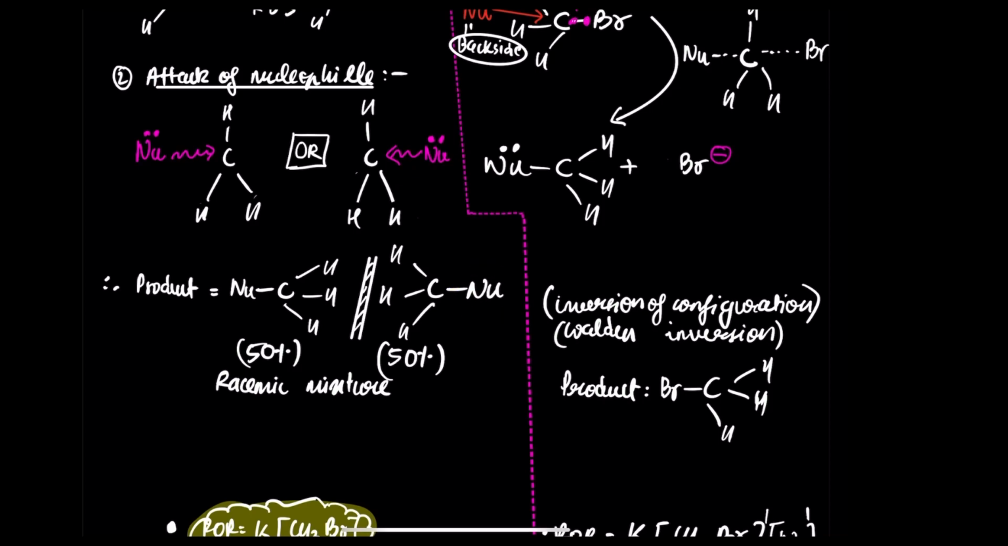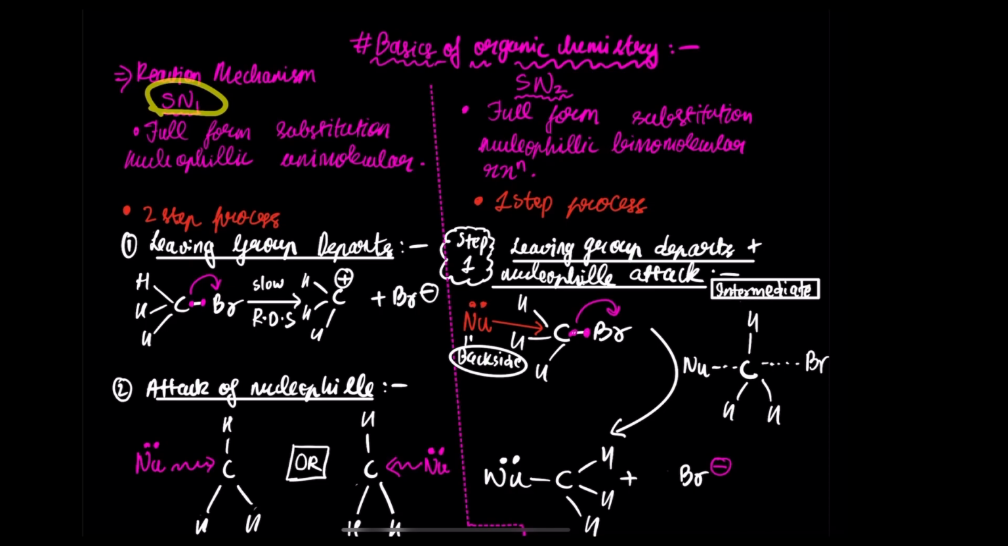All the hydrogens will shift from here and get a bit repelled by this nucleophile. So how do we decide which one will be formed? We say that both the products are formed, 50-50%, and this is called a racemic mixture. I told you earlier that a racemic mixture is basically a mixture of equimolar enantiomers. So these are the two products formed in the SN1 mechanism.